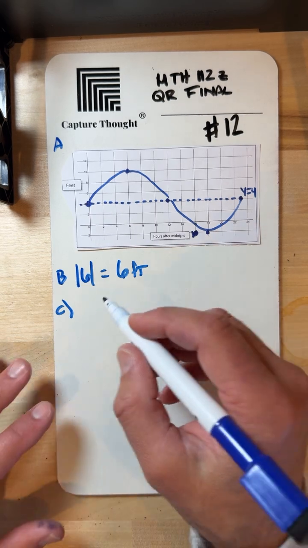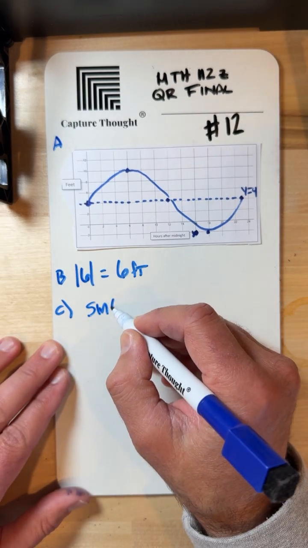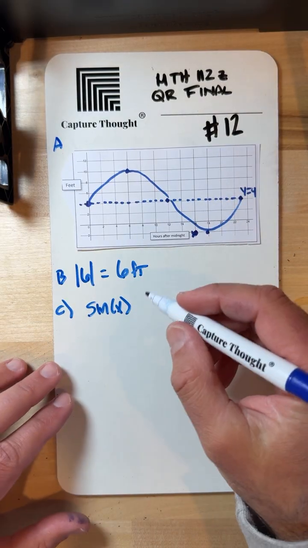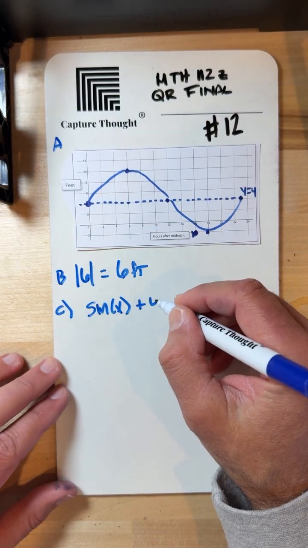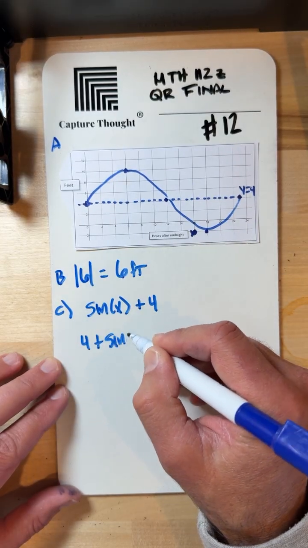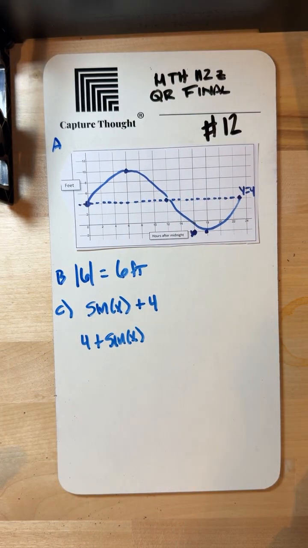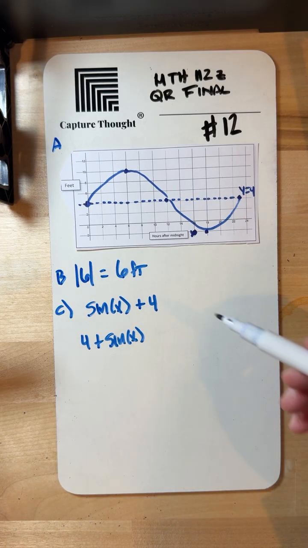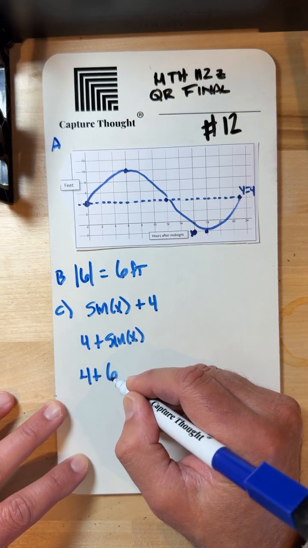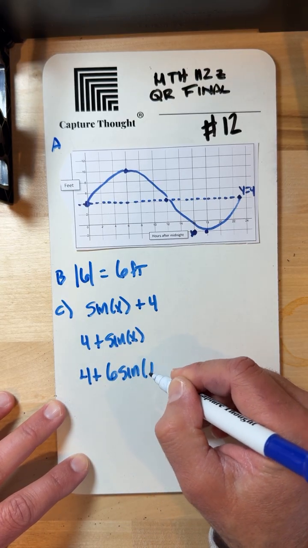And then part C says, what's an equation for this thing? Obviously it looks like a sine curve. So start with sine of x. It's not inverted, nothing like that. It's been shifted up 4 units. So you could either do a +4 there, or you could just write 4 plus sine of x. It doesn't matter. They're equivalent statements. Then we need an amplitude. Well, we know it's 6. So I'm going to say this is 4 plus 6 sine of x.